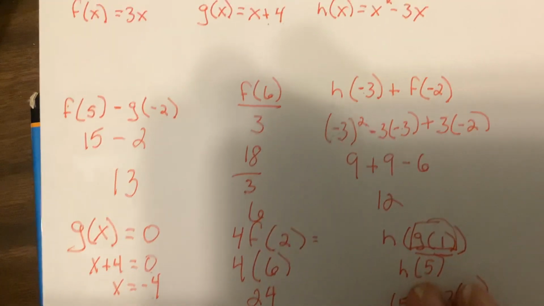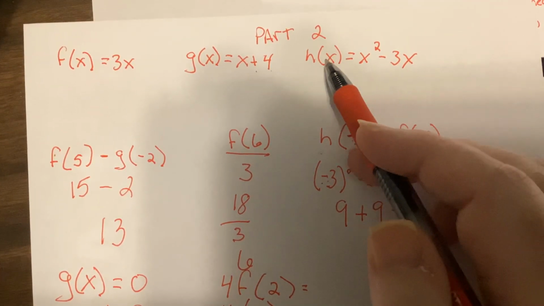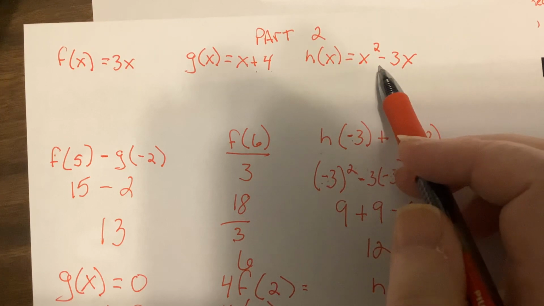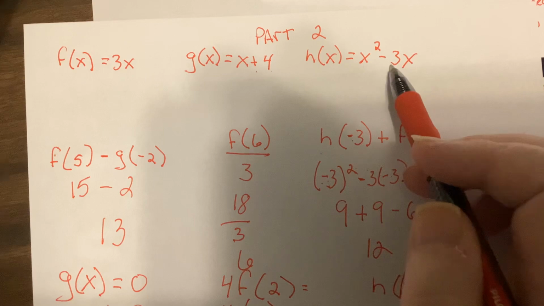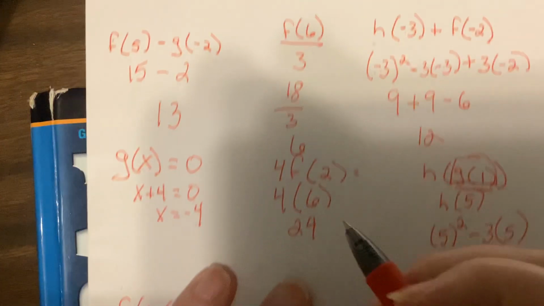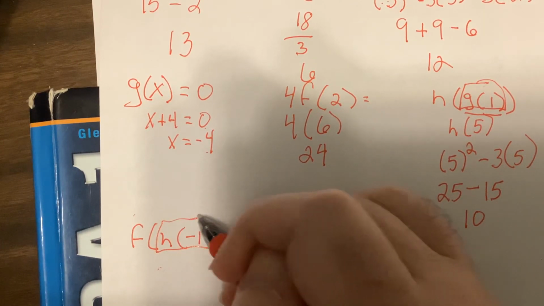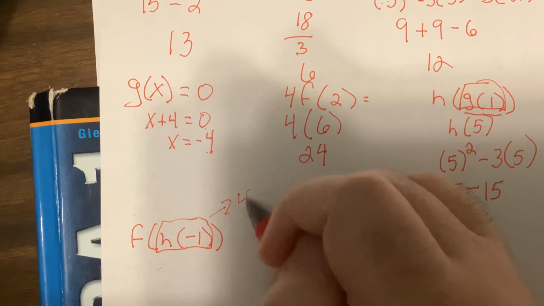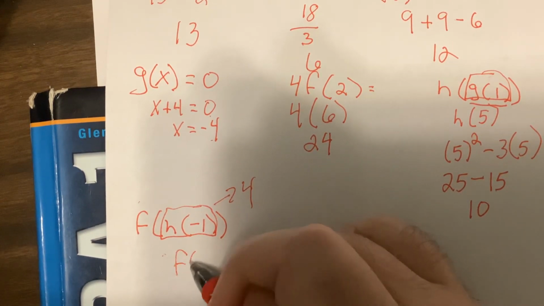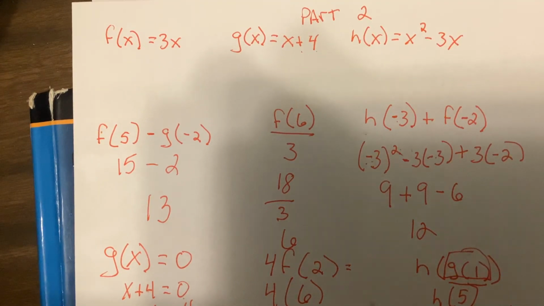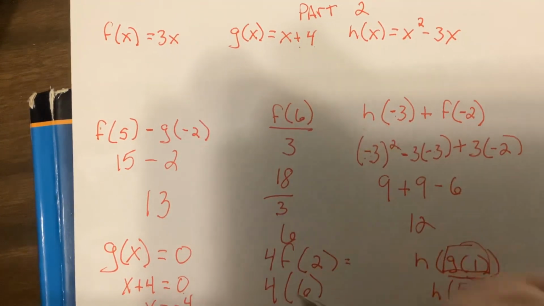So h of negative 1 would be negative 1 squared is 1, minus 3 times negative 1 would be minus 3, so it'd be plus 3. So it'd be 1 plus 3 is 4. So I can replace this with what it's equal to, and that's 4. So I'd have f of 4. So now I look to see what is f of 4. Well, you go 3 times 4 is 12.